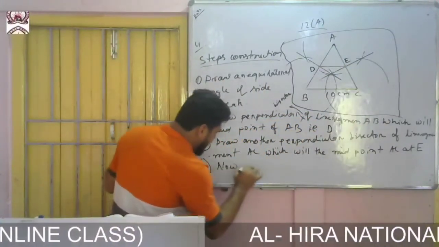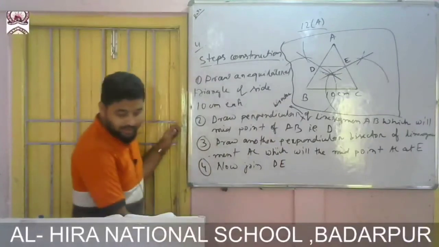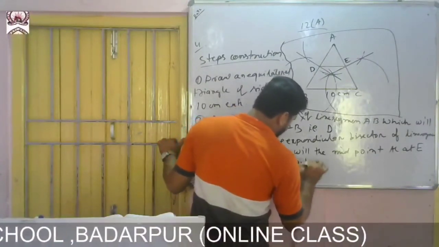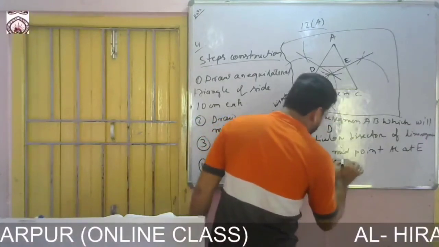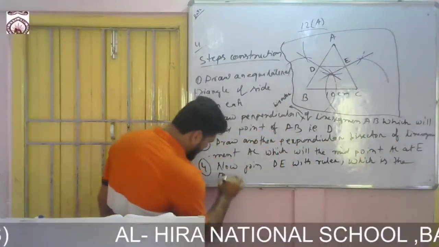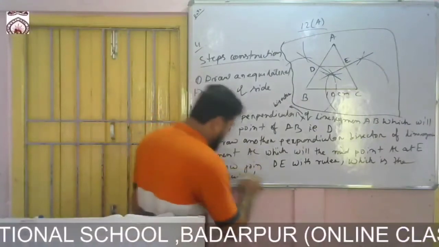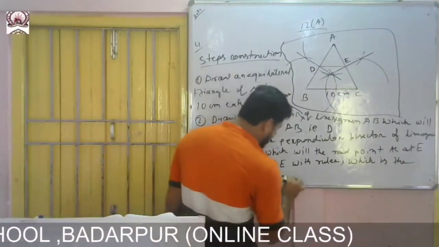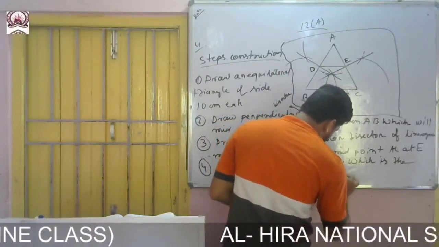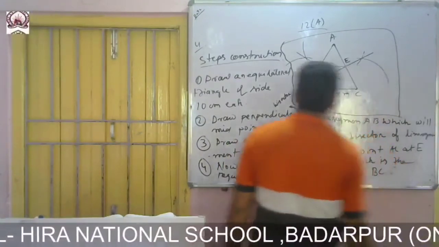Now join D and E with a ruler, which is the required line segment parallel to BC. Parallel to BC through D.